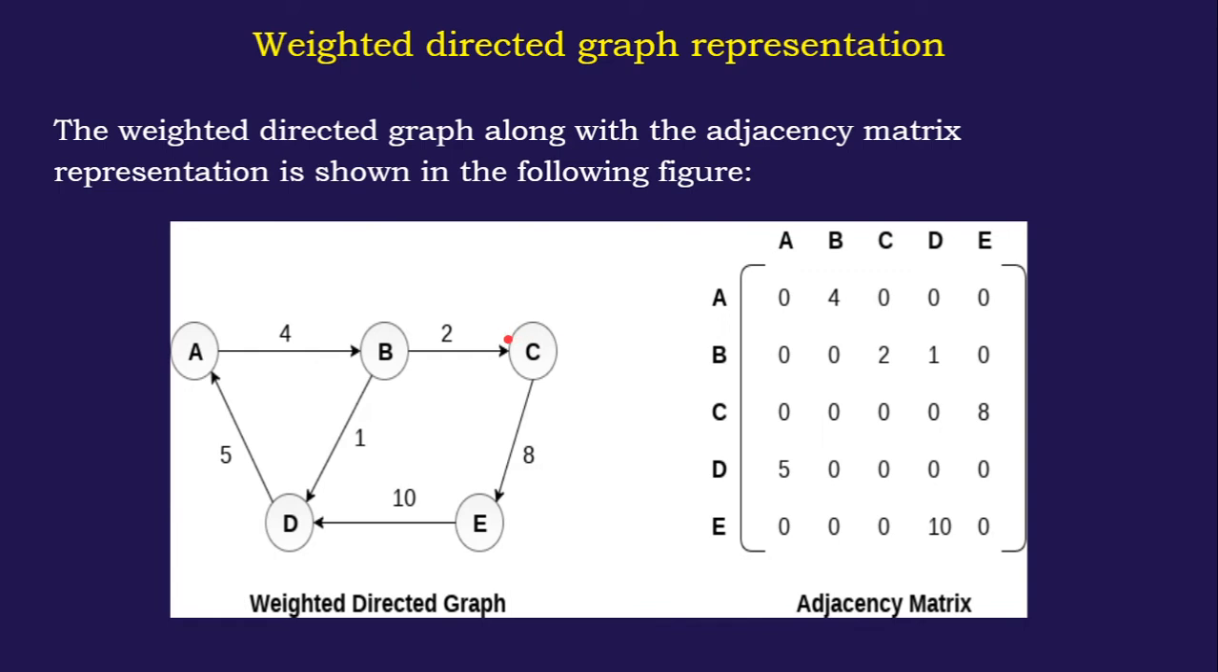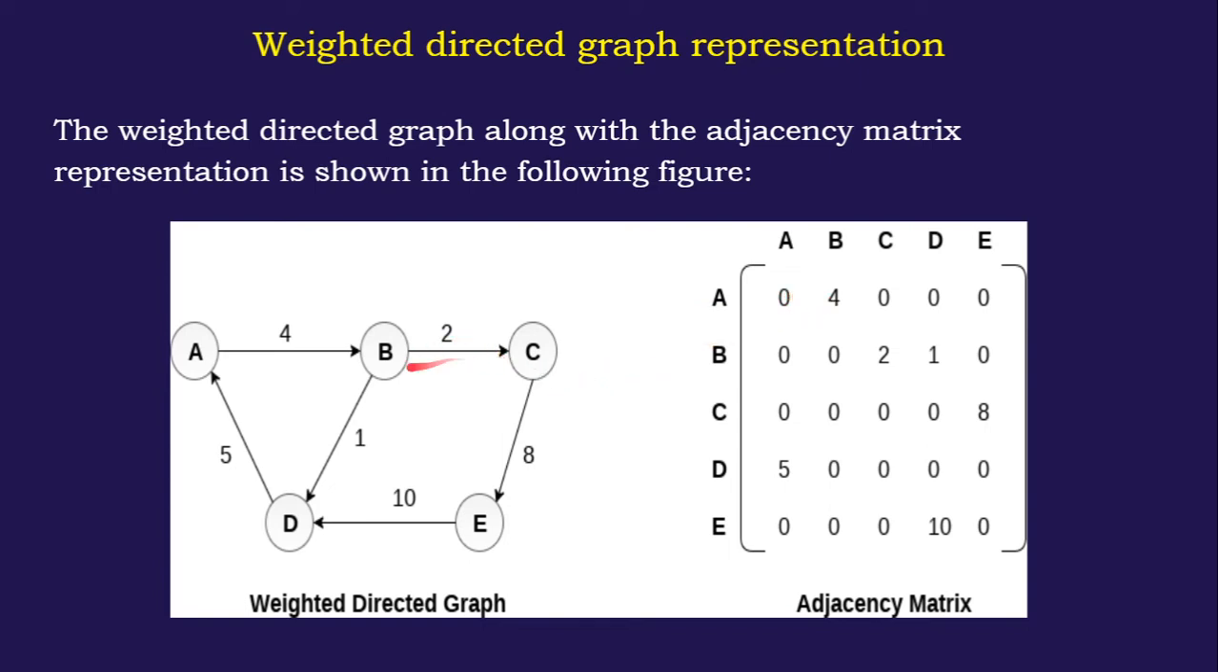These weights may be any values, like a unit of time, or the cost, or the effort, anything we can mention by the values. That is called a weight. So we can see here from A to B there is a connectivity, and 4 is the value, so we are putting 4 in the B position because B is connected to A by weight 4.